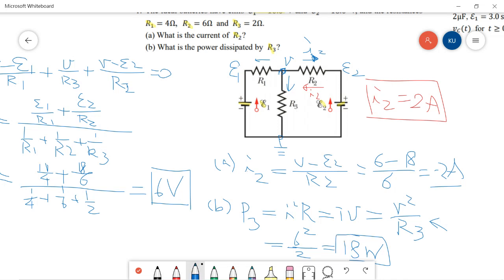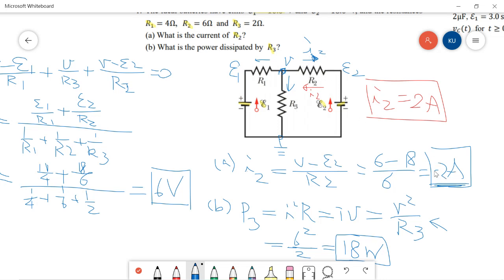18 watts, like this. And this is the one for question 1. And be reminded that as long as I ask you the current of I2, you should mark your current on the figure.